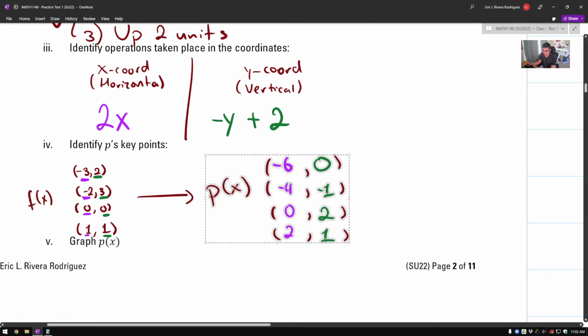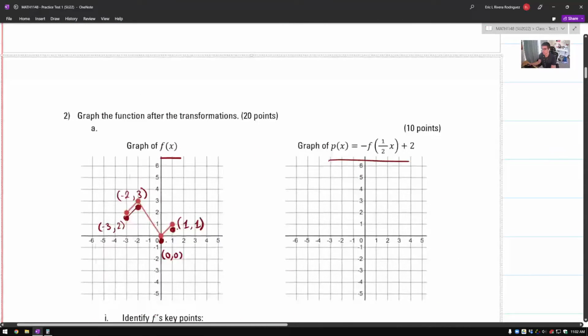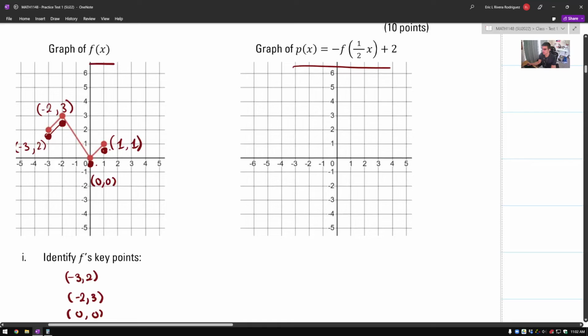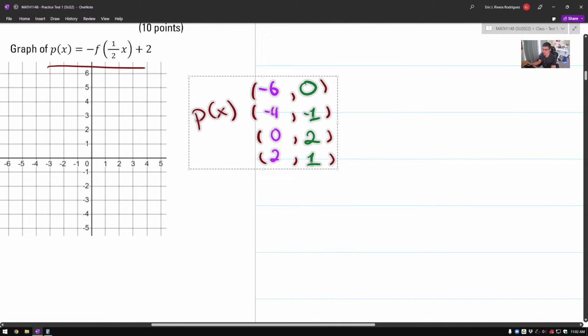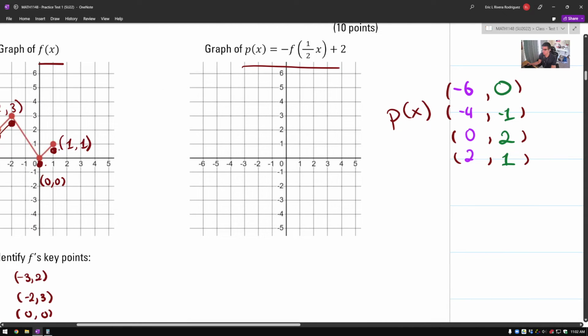Next thing that I need to do is to plot those points into the graph. So I have this coordinate plane here. So you are going to use that plane, and we are going to plot those points.